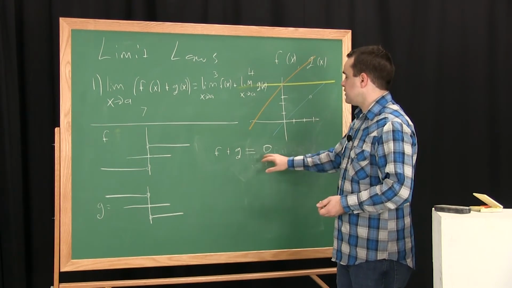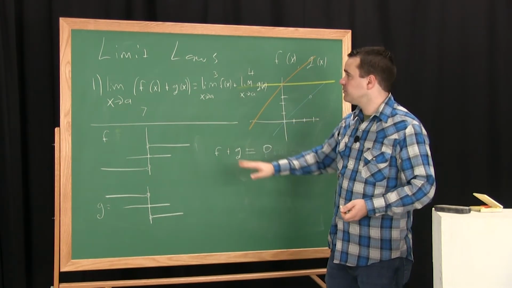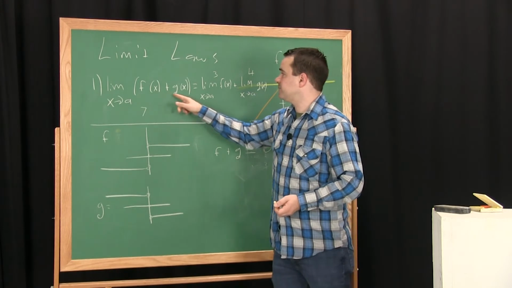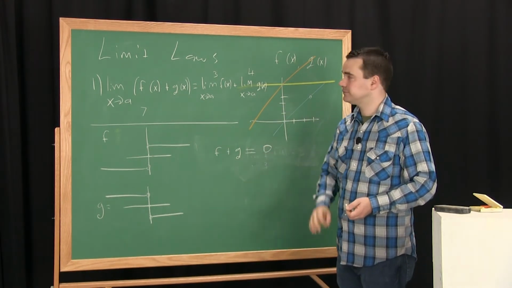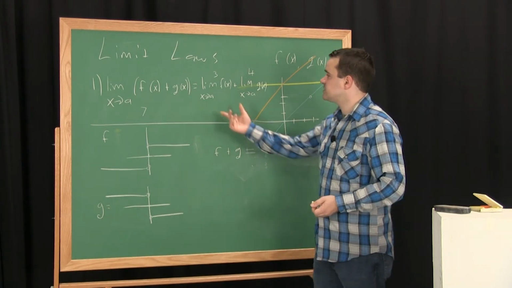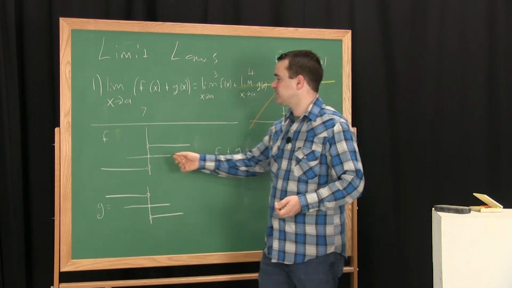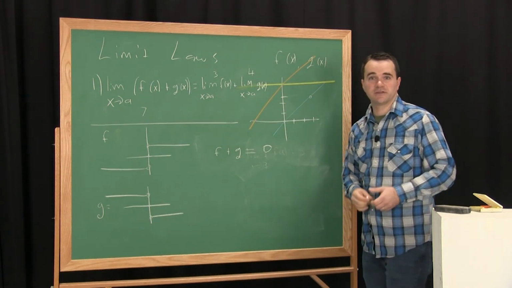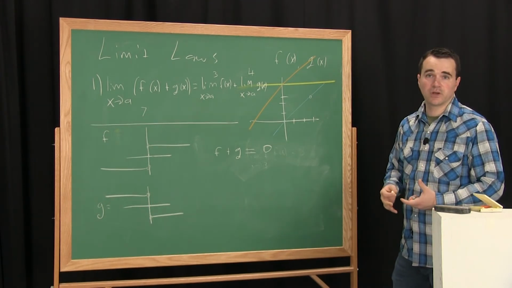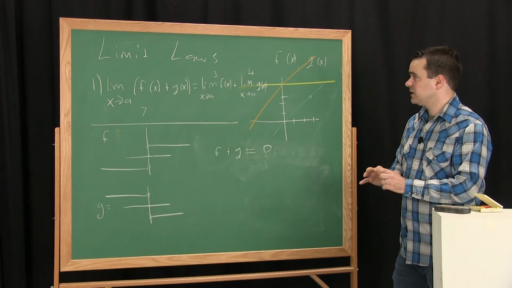So that's a case where this limit law is not true, because the limit of f plus g, that's the limit of the constant function 0, is equal to 0. But you can't say that it's equal to the limit of f plus the limit of g, because the limit of f as x goes to 0 does not exist. The limit of g does not exist. So be aware of that. These limit laws work when the limits actually exist.